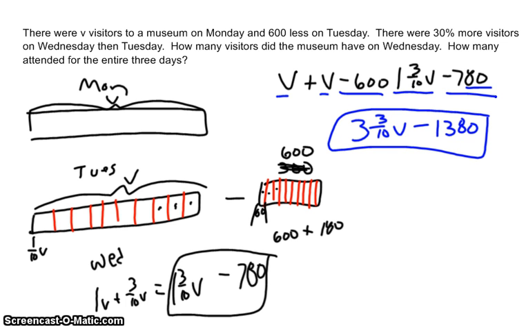So if we're looking on Wednesday, I had 1 3/10 v minus 780. And the whole week I got 3 3/10 v minus 1,380. Okay, let's check out our next one.